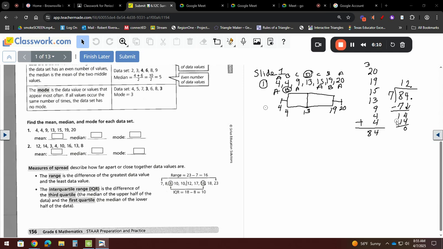And my mean would be 12. So we already found the mean, the median, and the mode. Number 2 is for homework from slide 1. So slide 1, I'm even going to put it here for the video. Slide 1, number 2, HW for homework.